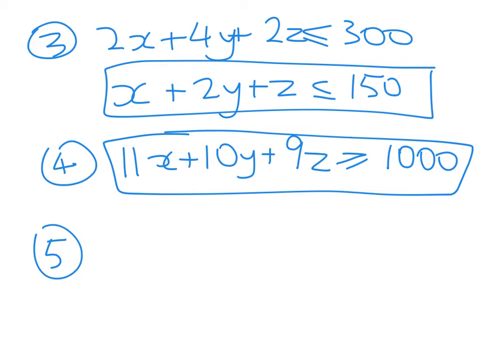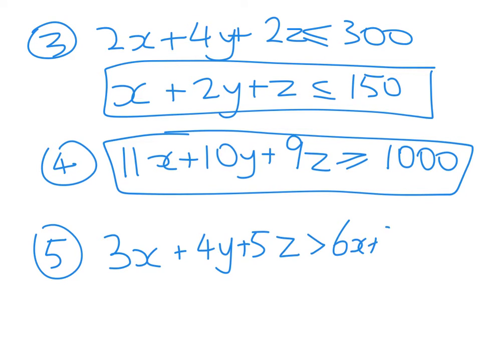Finally, I've got the funny one about more B decorations than A decorations being done. So we had that as, I can't remember which way around I did it, 3x plus 4y plus 5z was the B decorations. And that's got to be greater than 6x plus 2y plus 2z.